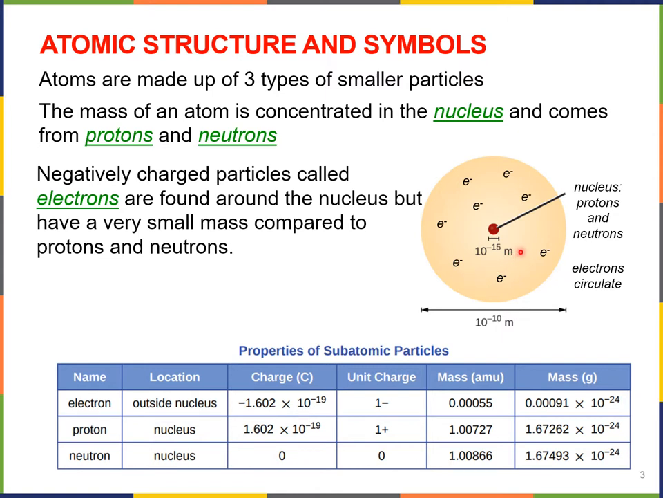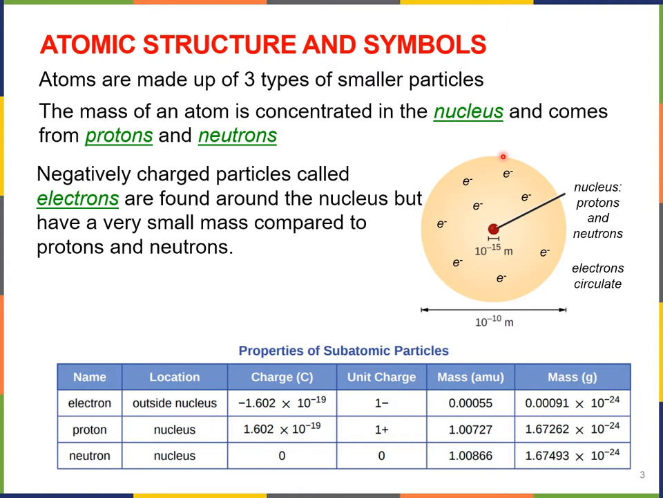If you remember your scientific notation and your exponents, then you'll remember that a negative exponent, negative 10, is 100,000 times bigger than negative 15. So this figure is not really to scale. If it was, the nucleus would actually be something like a pinhead, and the electron cloud would maybe be the size of your entire screen.